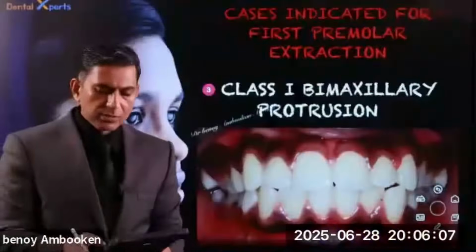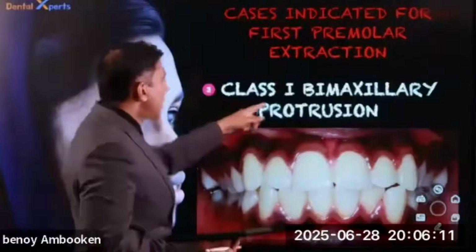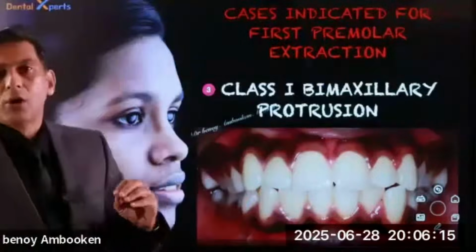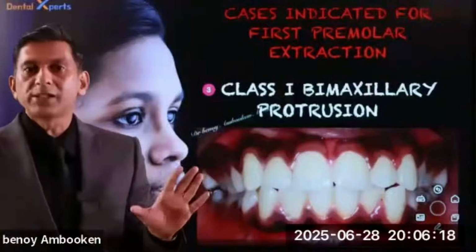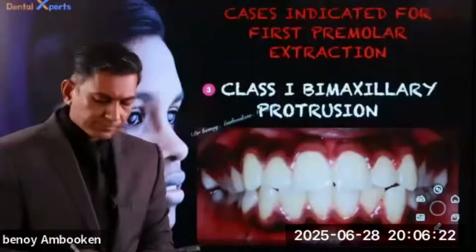Now, the third case indicated for first premolar extraction is a class 1 bimaxillary proclination. As I mentioned earlier, I'll be telling you the wire sequence. Always remember, a class 1 bimaxillary proclination will 100% go for first premolar extraction.